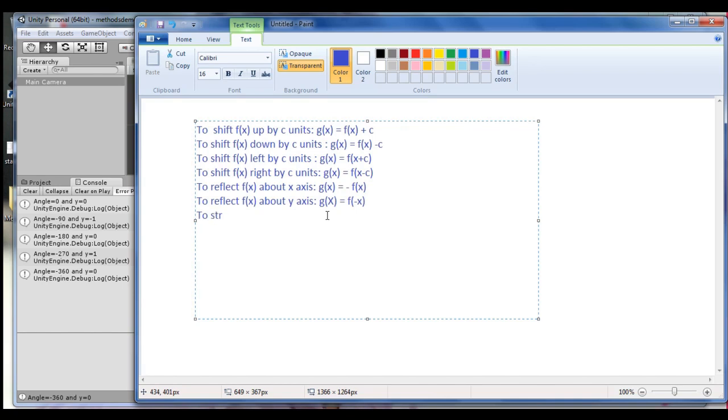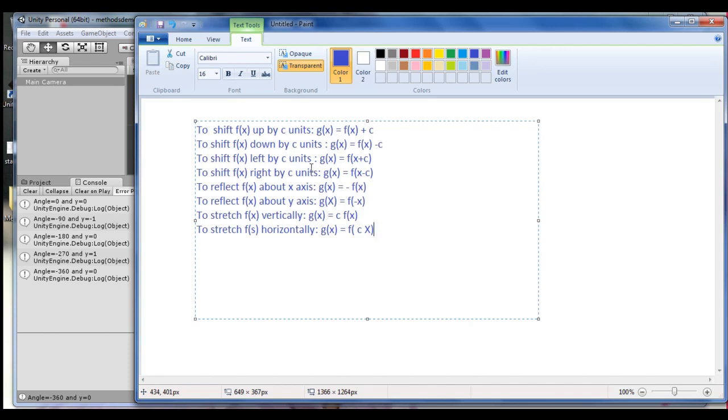To stretch f of x vertically, then what you need to do, g of x is equal to some constant multiplied by f of x, you have to do. To stretch f of x horizontally, then g of x is equal to f of constant times x, you have to work with.